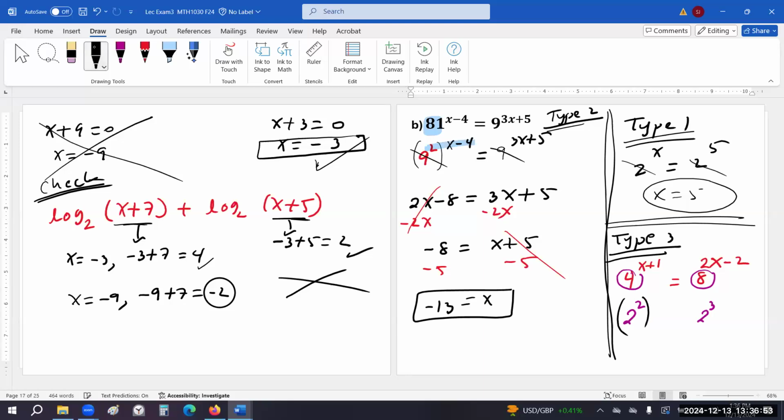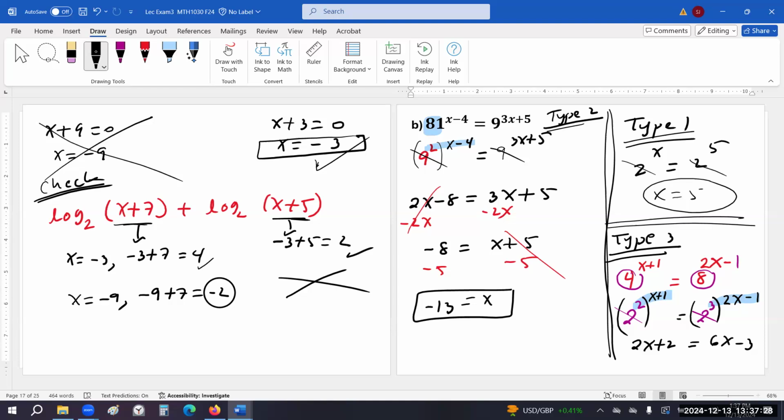So 2 squared to the x plus 1. Let's say this is 1. And we have 2 cubed to the 2x minus 1. Now we have the same base, so we cancel them. The rest we multiply. The 2 powers multiply, the 2 powers multiply. So 2x plus 2 gives us 6x minus 3.